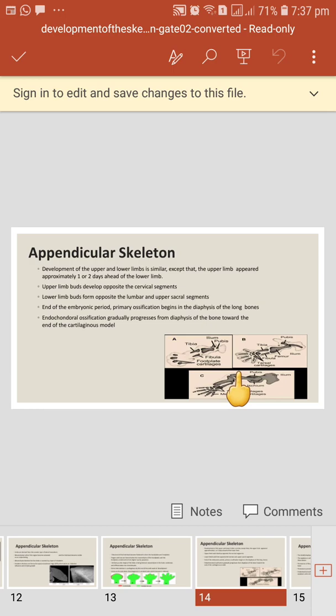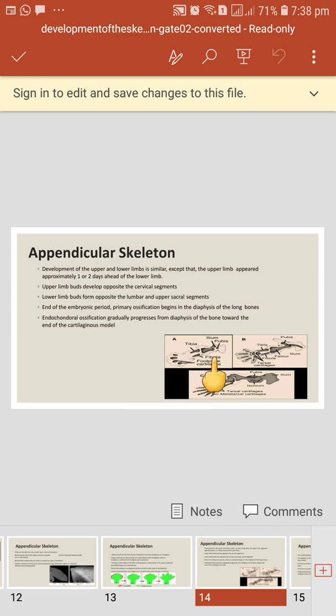Development of the upper and lower limb is similar, except that the upper limb appears approximately 1 to 2 days ahead of the lower limb. Upper limb buds develop opposite the cervical segments, while the lower limb buds form opposite the lumbar and upper sacral segments. At the end of the embryonic period, primary ossification begins in the diaphysis of the long bones. Endochondral ossification gradually progresses from the diaphysis of the bone toward the end of the cartilaginous model.